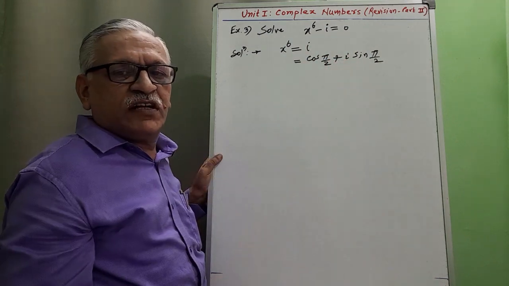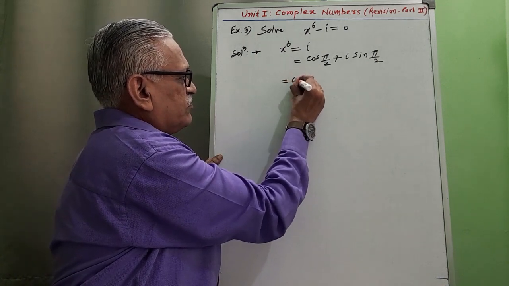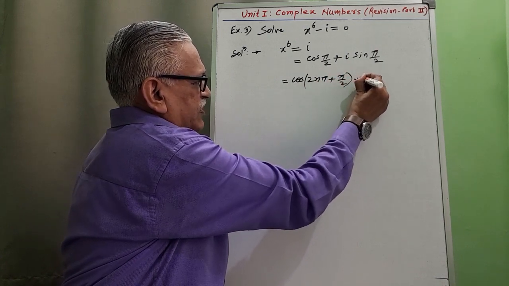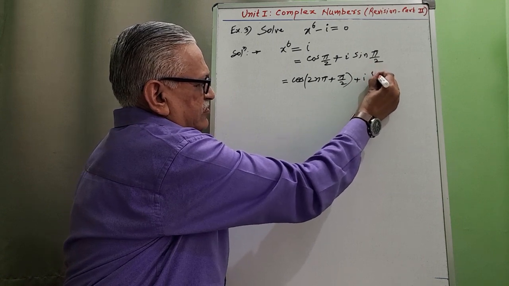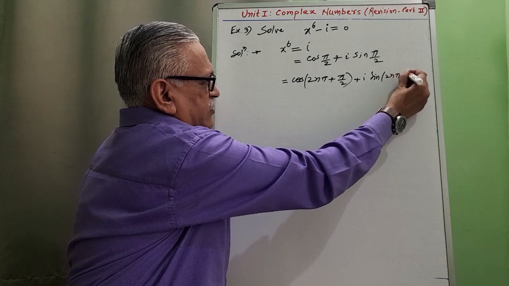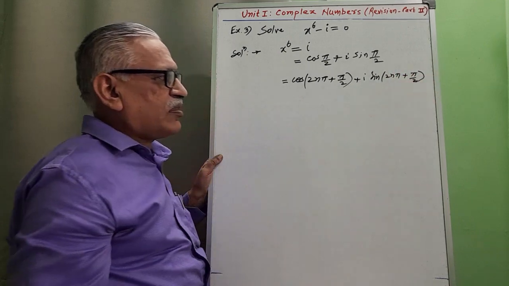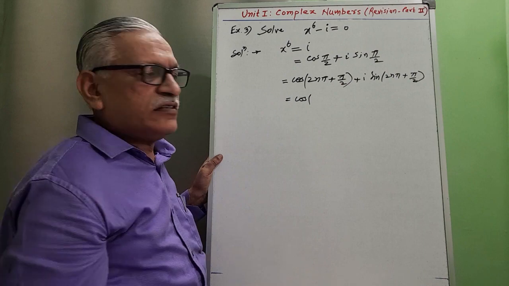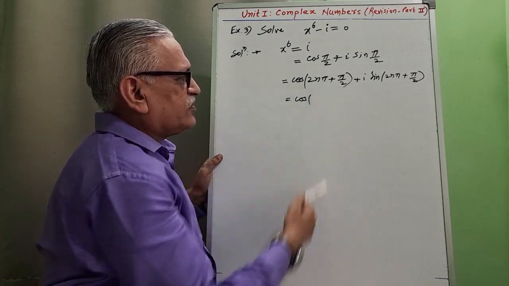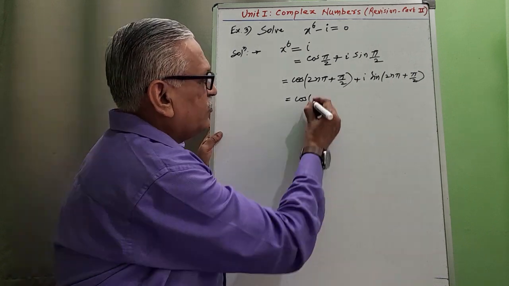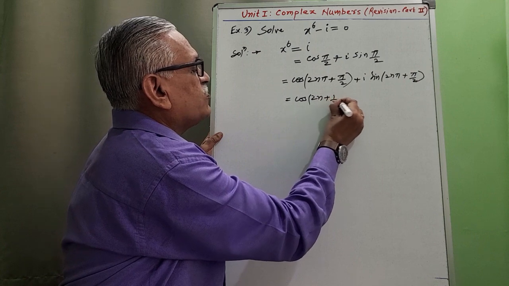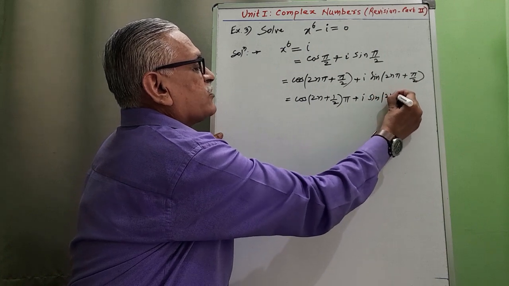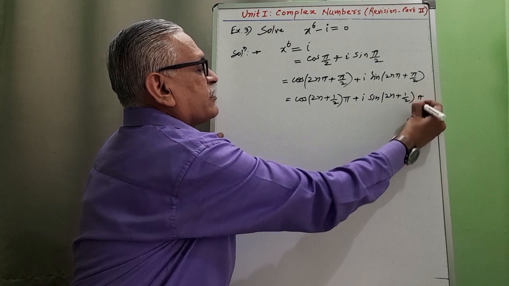Then converting this number to general polar form, it is equal to cos of 2n pi plus pi by 2 plus i times sin of 2n pi plus pi by 2. This is cos of, I can take pi common from this, we get 2n plus 1 by 2 times pi plus i times sin of 2n plus 1 by 2 times pi.